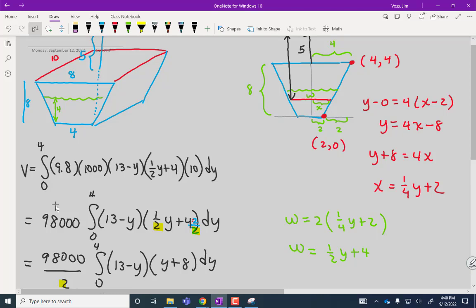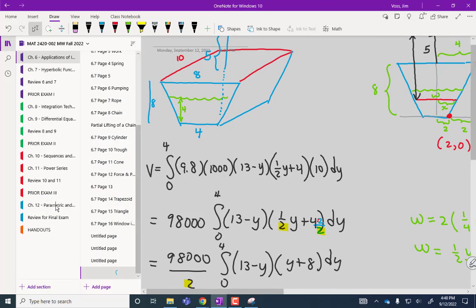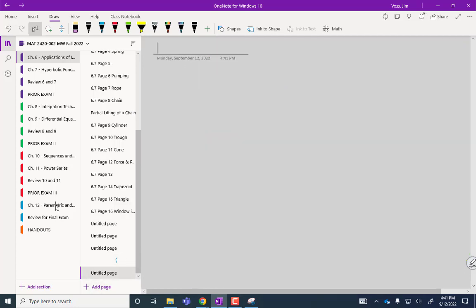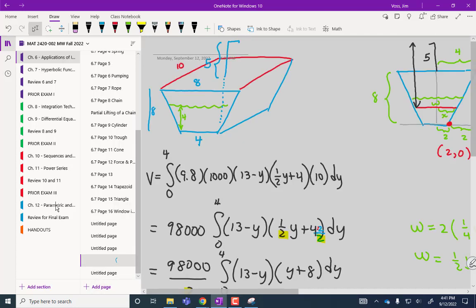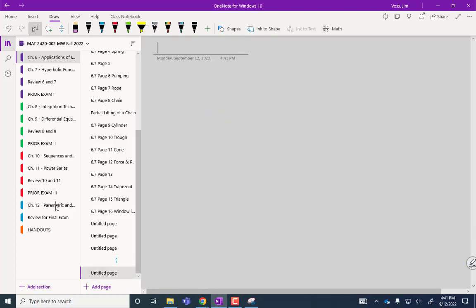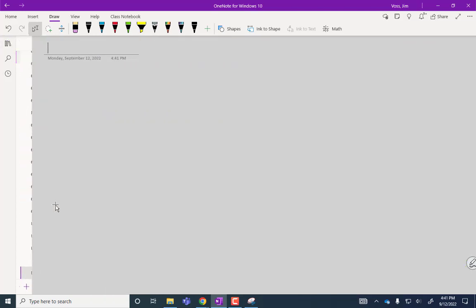Could you do an arc length real quick? Sure. Do you have one? Okay, so let's do a setup of an arc length. Arc length can be a total nightmare in terms of the integration if the functions aren't cooked up nicely. So let's go through a setup of an arc length. I can give you one from the quiz if you want.